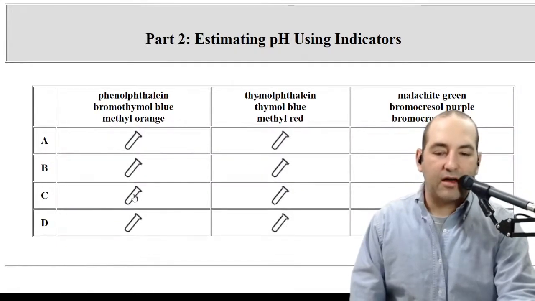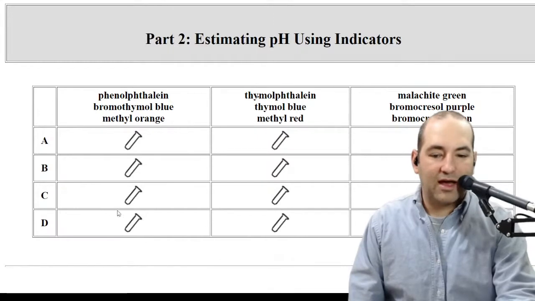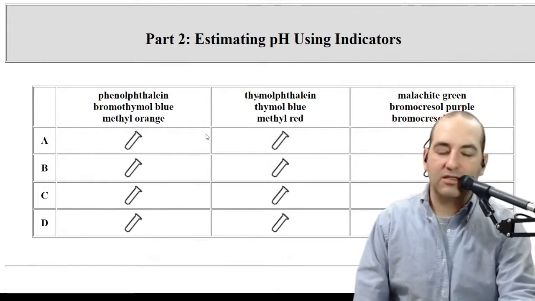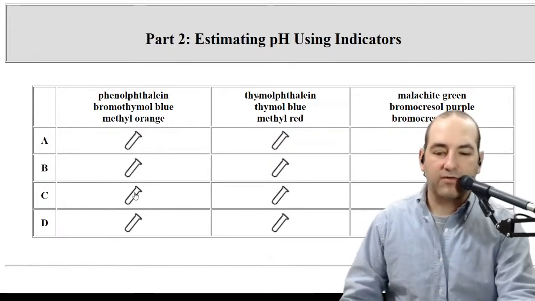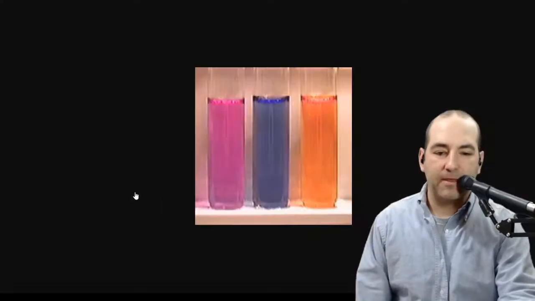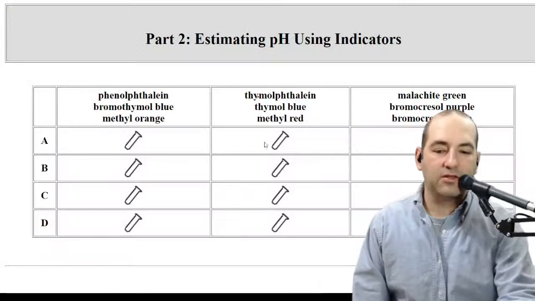So we want to look at solution C in each of the 9 indicators. And so there's 3 listed in each picture going from left to right. So if I click here on C, I can see 1, 2, 3 different indicators. And those are phenolphthalein, bromothymol blue, and methyl orange.